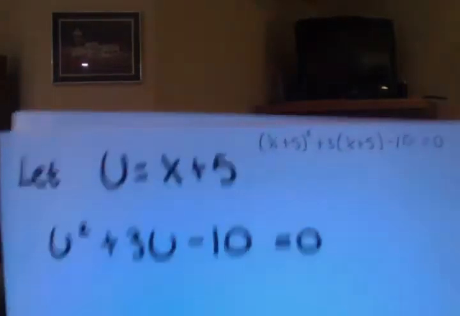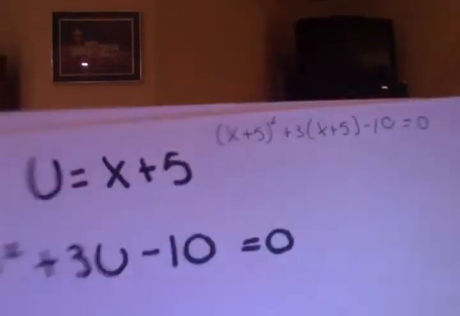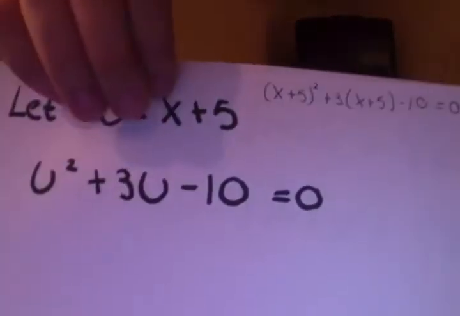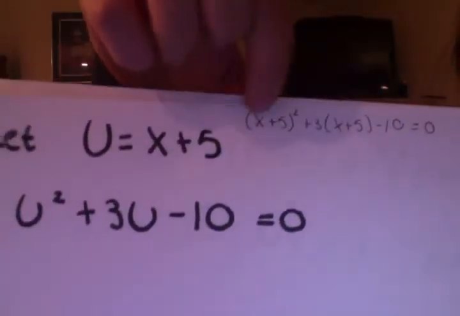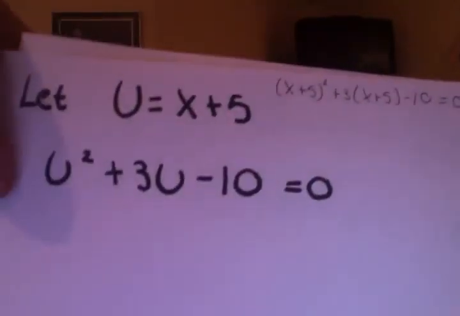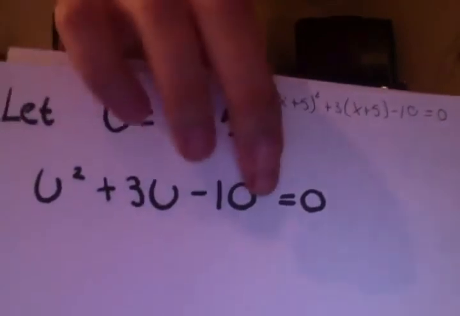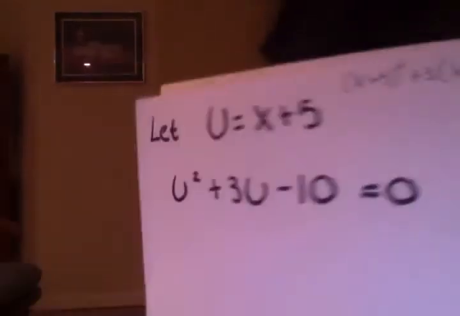So to factor something, usually the form is ax squared plus bx plus c. In order to get that, we want to let u equal x plus 5, because if we let u equal x plus 5, we're going to get u squared plus 3u minus 10, and that's really easy to factor.